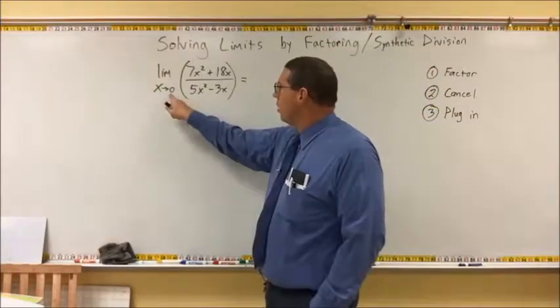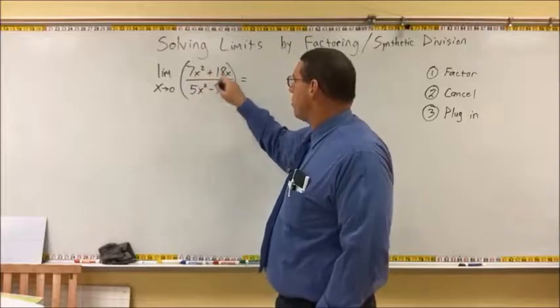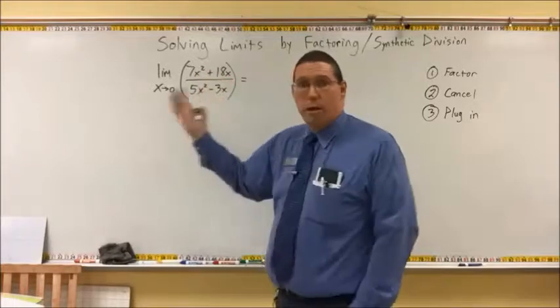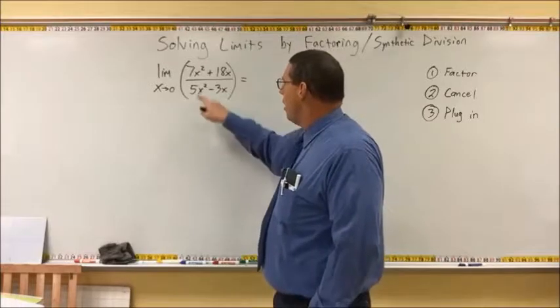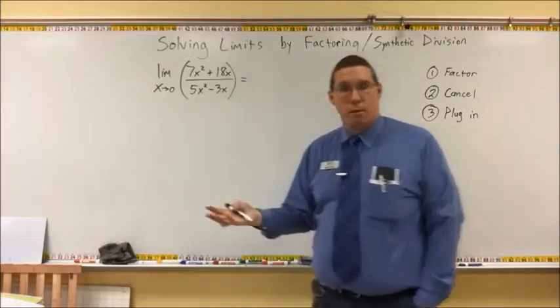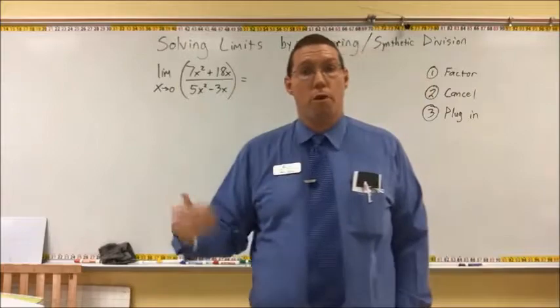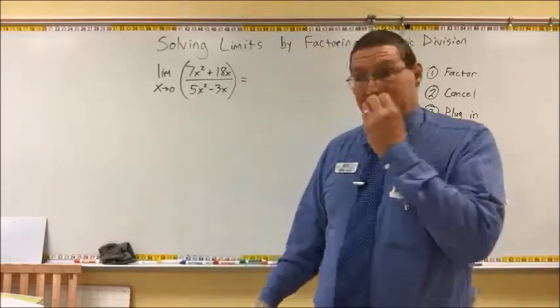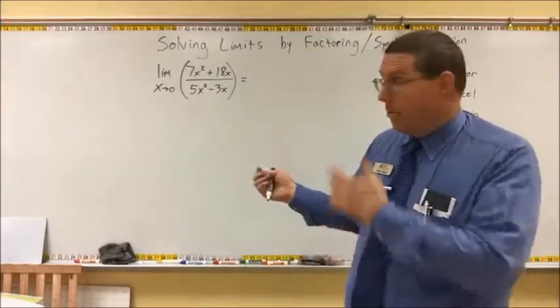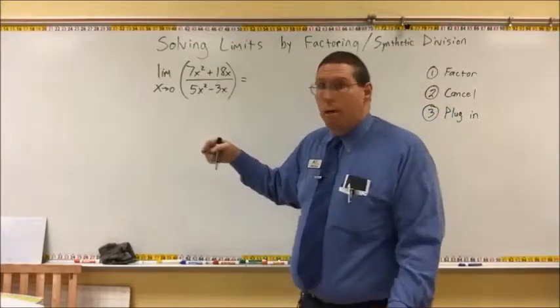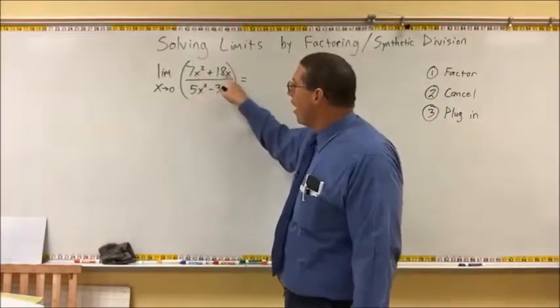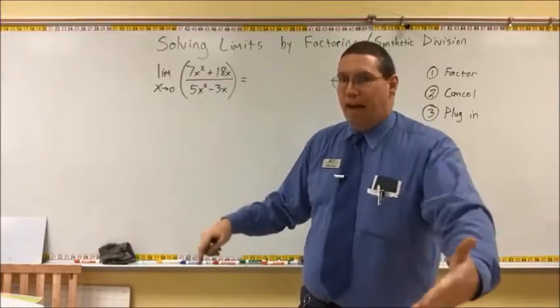We know that if we plug 0 in, this becomes 0 and this becomes 0. 0 plus 0 is 0. This becomes 0 and this becomes 0, and 0 minus 0 is 0. So we have 0 over 0. So we're going to factor, right? Okay, but the thing is, this is easier to factor than the other ones, because look, all you have to do is take out a greatest common factor.